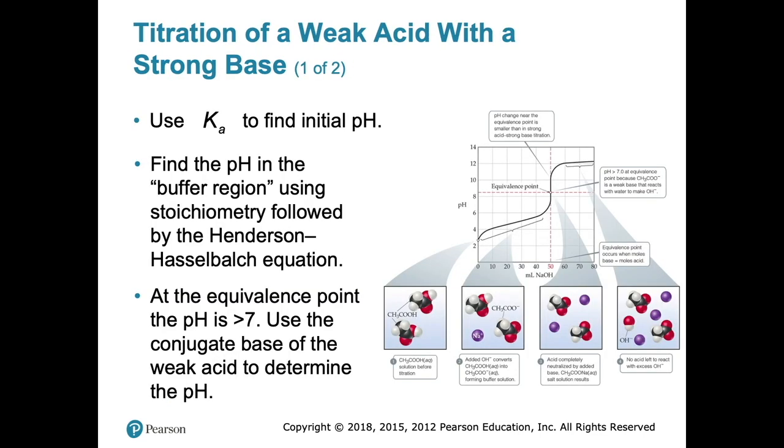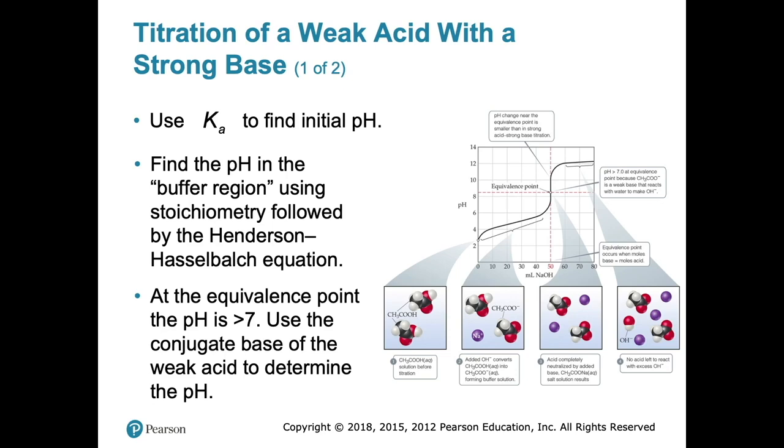So let's keep going. Let's talk about titrating a weak acid with a strong base, which is what you'll be doing in the lab today too, right? You can use the Ka to find out what the initial pH is. Here, it's very similar to what's happening with the strong acid and strong base, but notice that the equivalence point part is much smaller. It's much shorter. Okay. So find the pH in the buffer region using the stoichiometry followed by the Henderson-Hasselbalch equation.